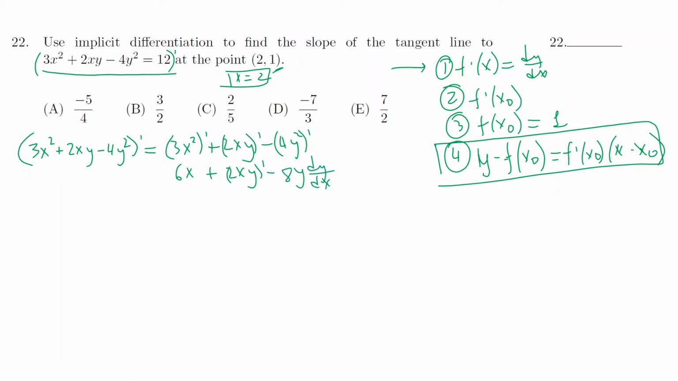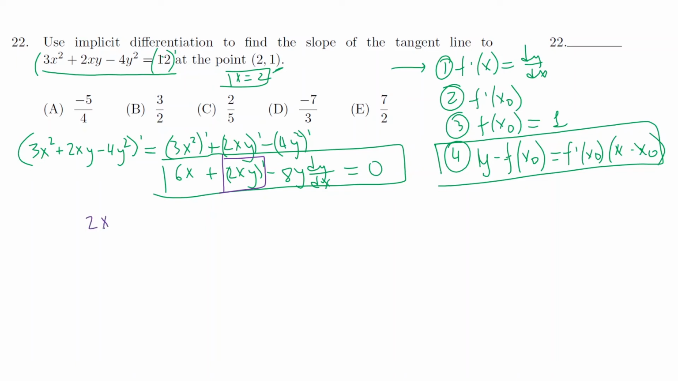Now, when we're taking the prime of 12 on the right-hand side, that's just going to be equal to 0. So this is what we are dealing with at this moment. Why did I stop? Why did I not find the prime of 2xy prime? The reason for that is because here, for this one in particular, we have to use the product rule.